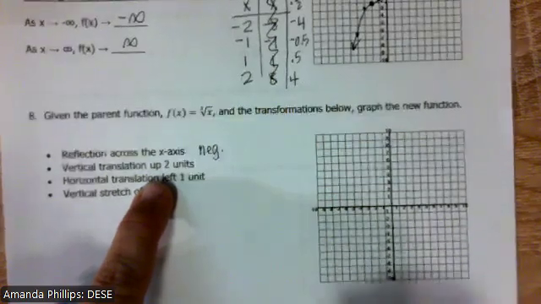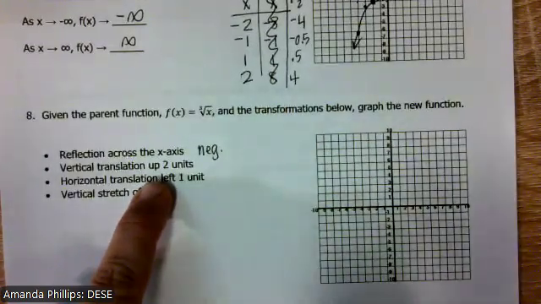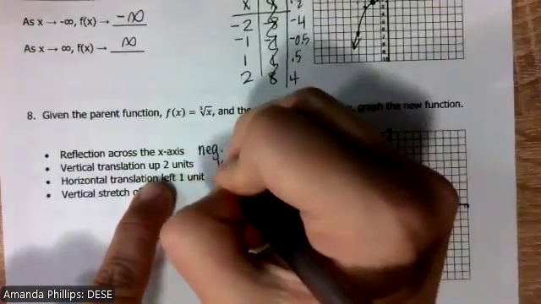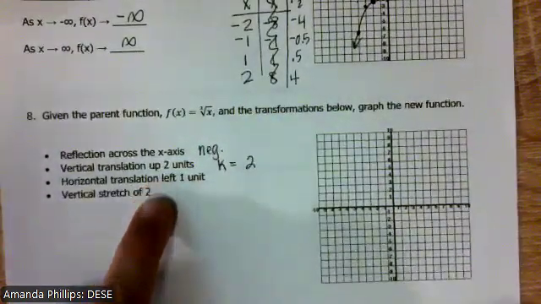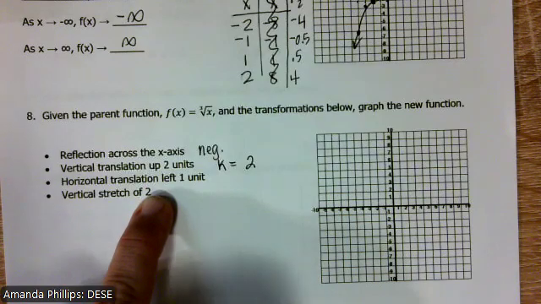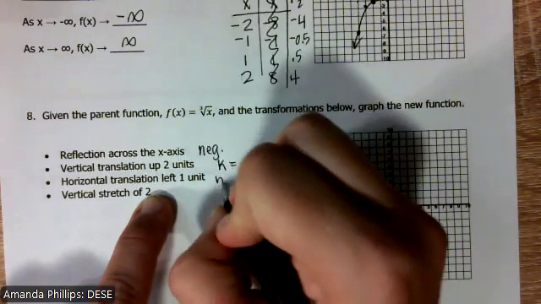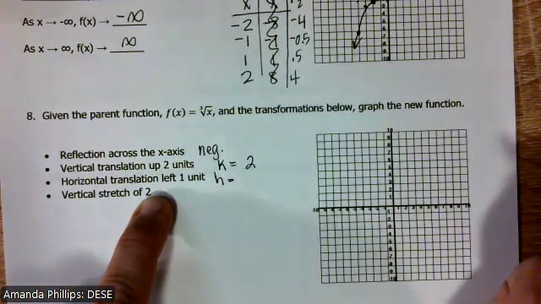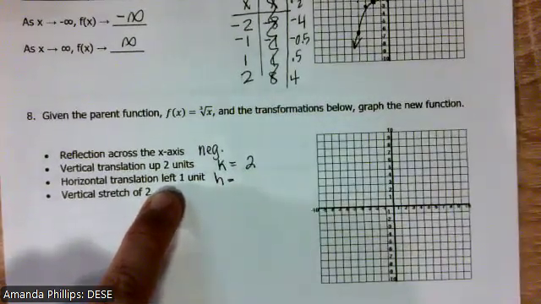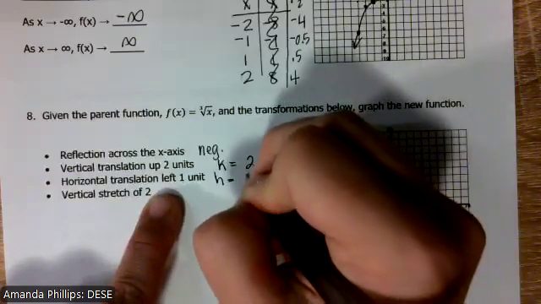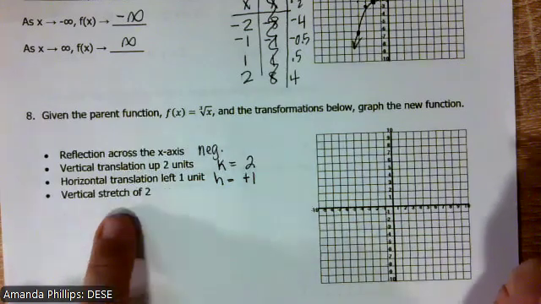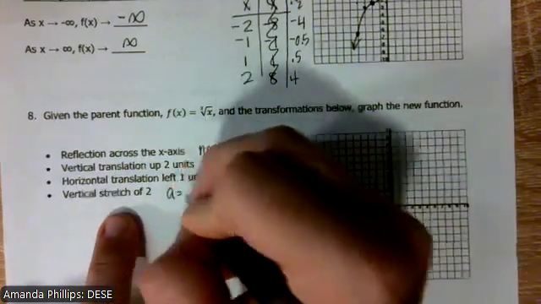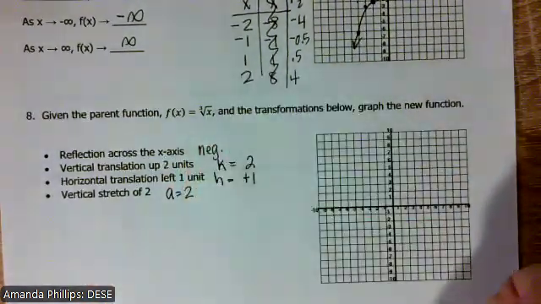A vertical translation, that's another word for shift, up 2 means that our k is 2 because it tells the truth. The horizontal translation left is just horizontal shift, which means that's your h. But we do know that h lies. So if it says we're going to go left 1 unit, we're going to write that as +1. And then it's a vertical stretch of 2, so I know that my number out in front is 2.